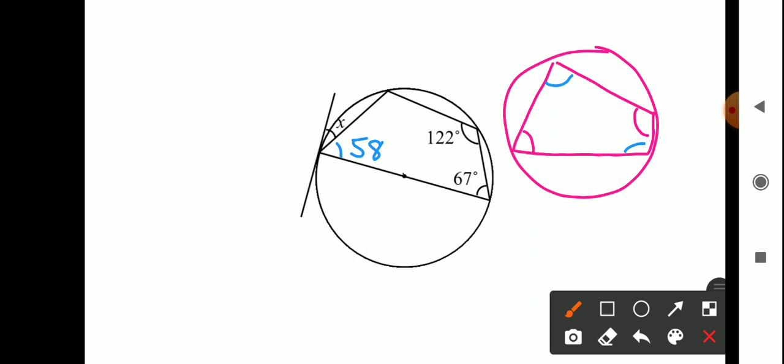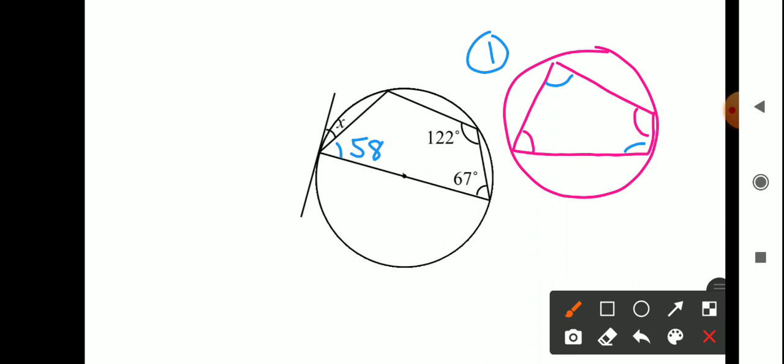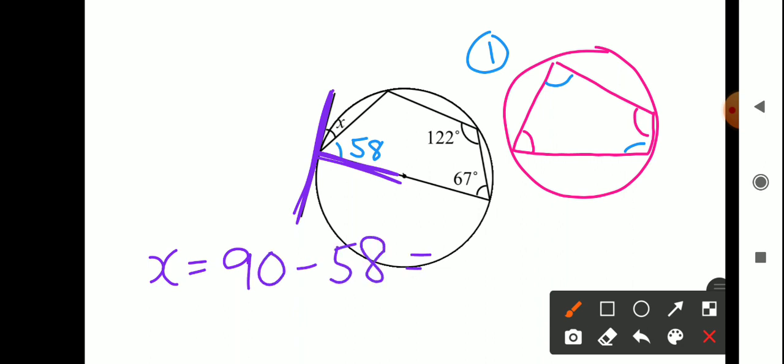So now, this is the first rule you apply to solve the problem. So the second rule, how? The second rule, use the property I taught you. We have tangent here, radius here. It should be 90 degrees. So x will be equal to 90 degrees minus 58. So x is 32. Okay, no problem. Very good. This is question number 1. We still have 8 more questions to go.